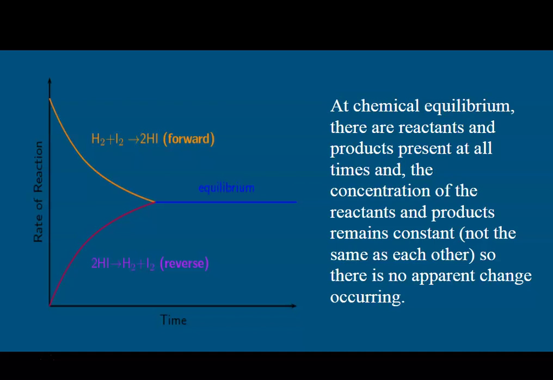and the concentration of the reactants and products remain constant. They are not the same as each other, because if they were the same as each other, it would be the position in the middle that we saw on the first escalator. But you can have more reactants than products, and vice versa. Okay, there's no apparent change occurring. You cannot see any change.